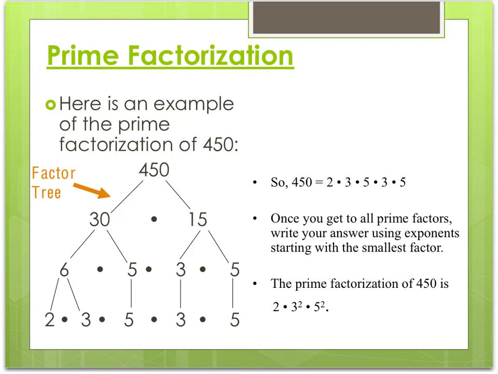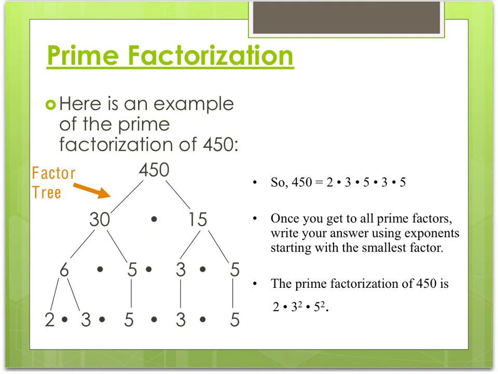But just to review, I'm going to take 450 and split that up into a bunch of factors. So I know that 30 times 15 would equal 450. Now, you don't have to choose 30 and 15 if you don't want to. There are many different factors that make up 450. One that comes to mind right away is 45 times 10.